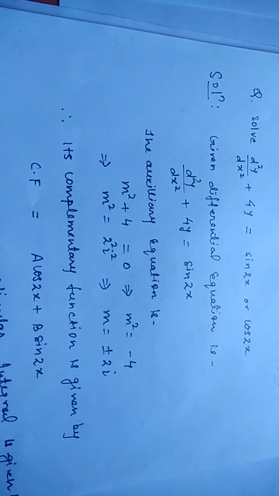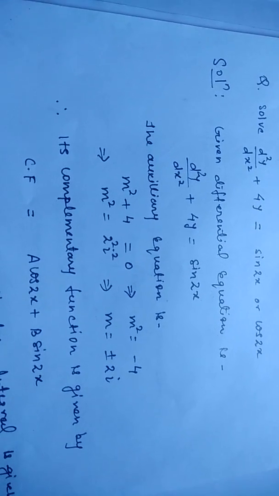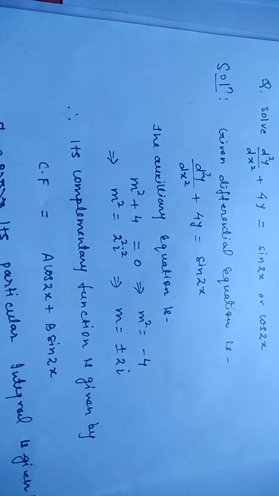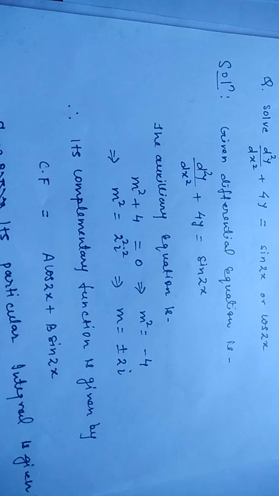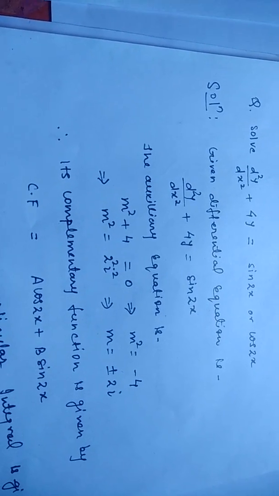For the solution part, the solution of this question contains two parts. First is the complementary function and the second part is the particular integral. Complementary function we have discussed earlier, so we'll just find how we can calculate the complementary function of this given differential equation. First we take the auxiliary equation. The auxiliary equation is m square plus 4 equals 0, where m is the value of dy by dx.